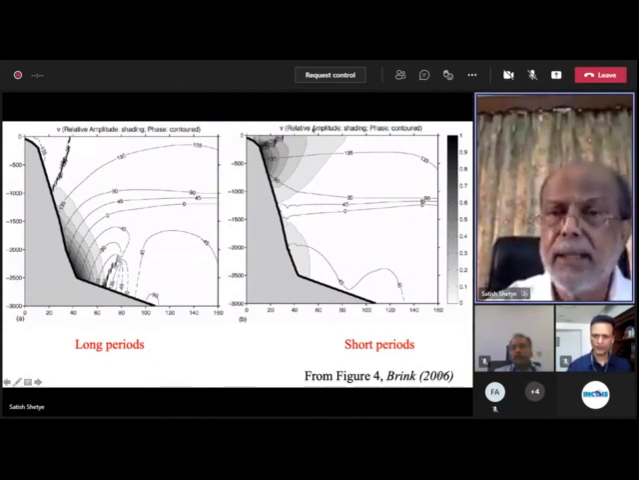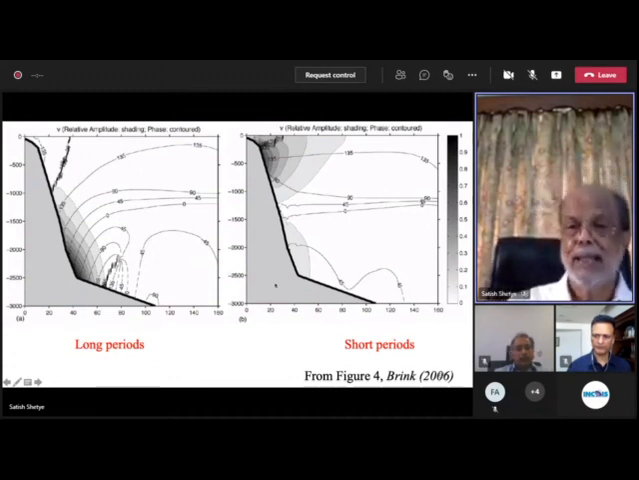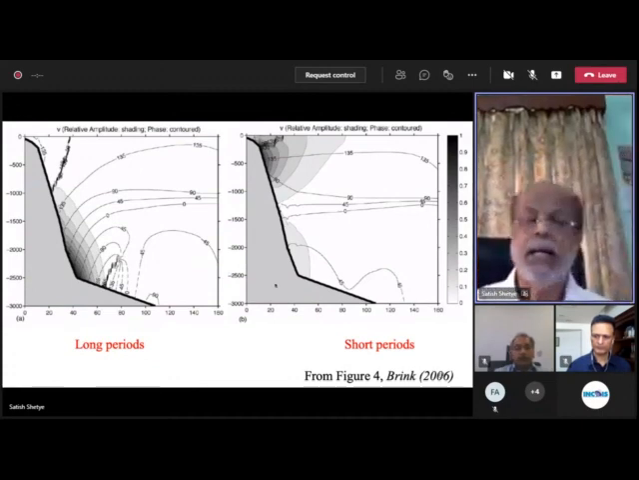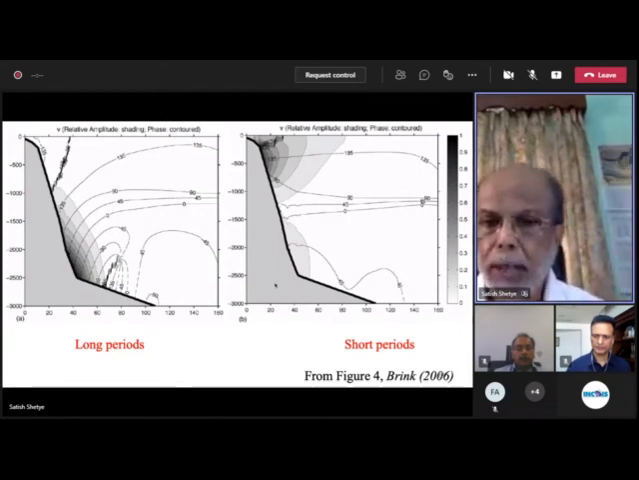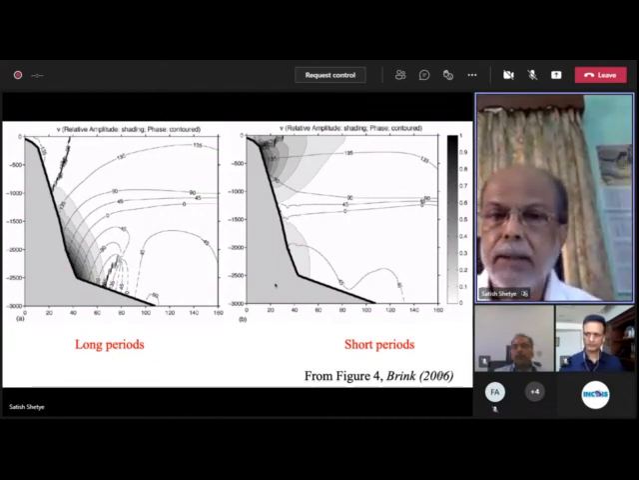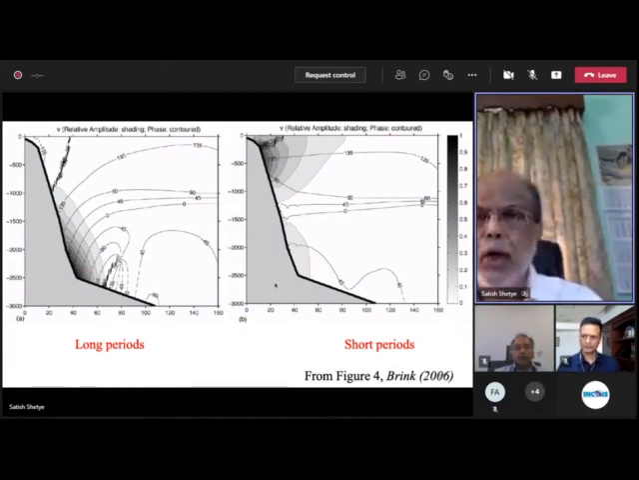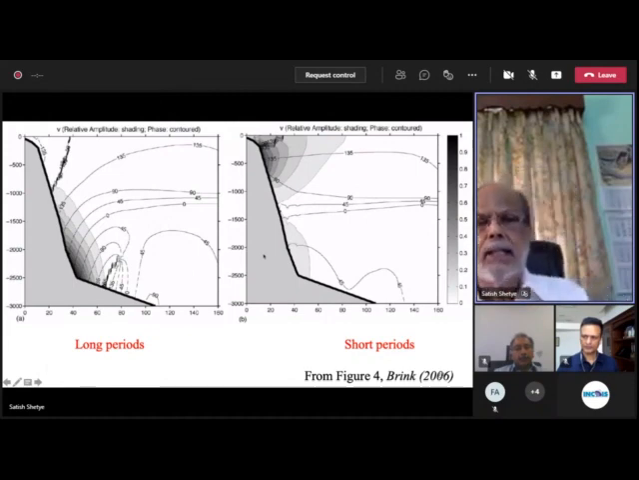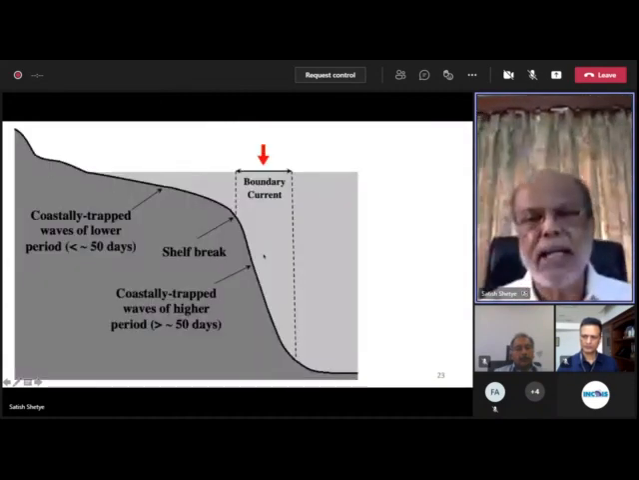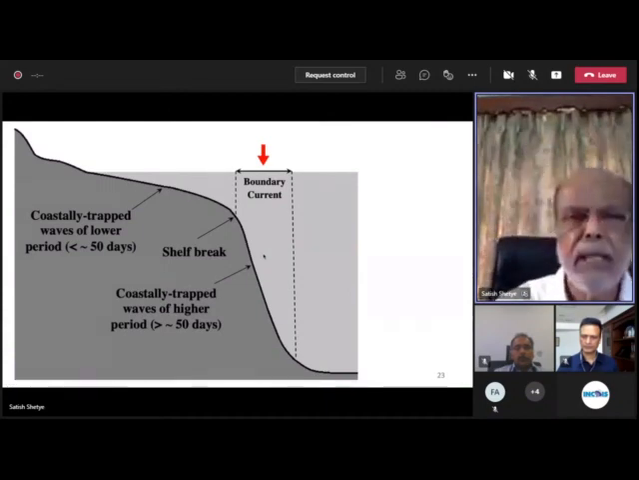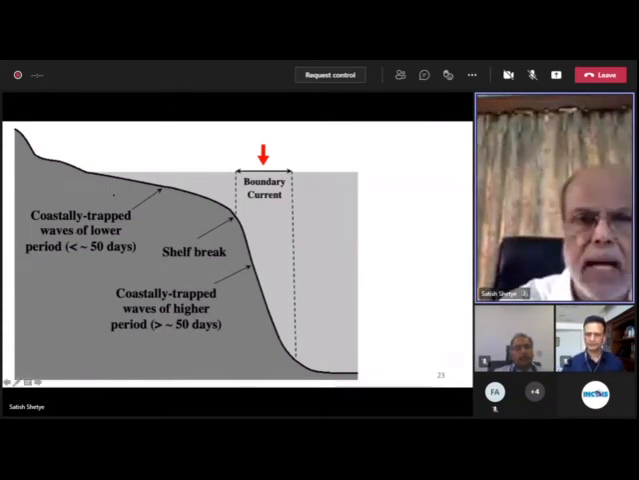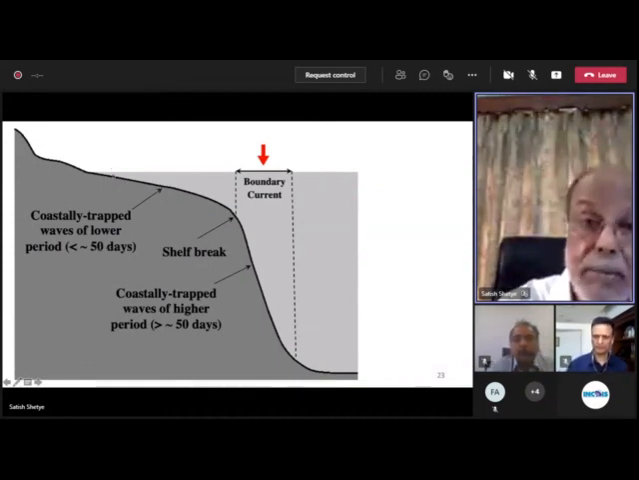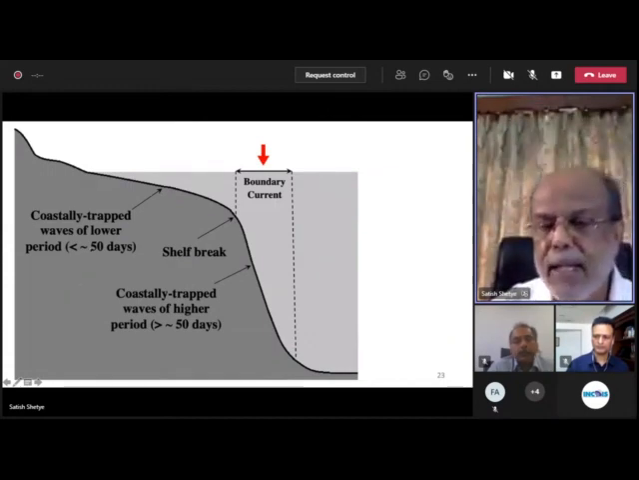So this is the reason why you don't see the lower frequencies appearing on the shelf. All that you see are the low period motions. So in essence, a schematic of the region would mean that coastally trapped waves are the main carriers of information here, but the ones which will appear here have periods less than about 50 days or so at this particular coastline.